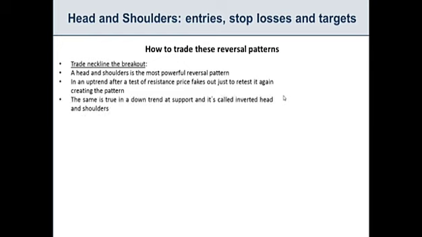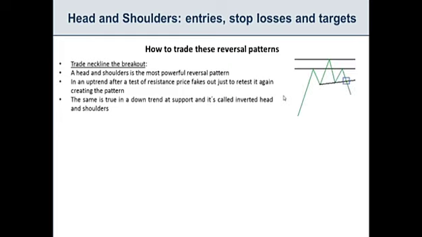And the same is true in a downtrend at support, and this is called an inverted head and shoulders. An inverted head and shoulders will test a support zone, then fake out of the support zone, then retest it back to create the second shoulder of the pattern.